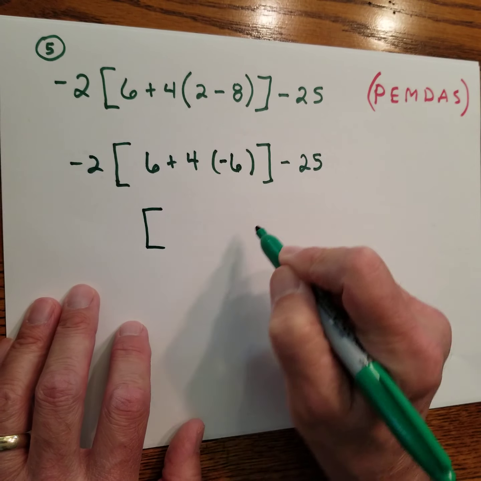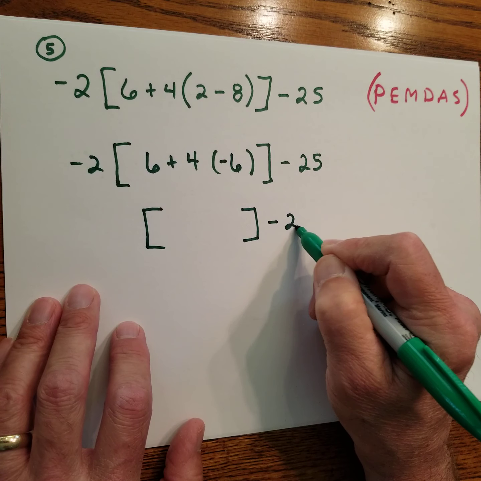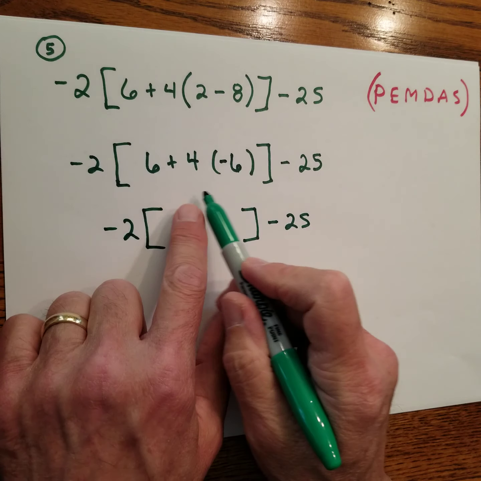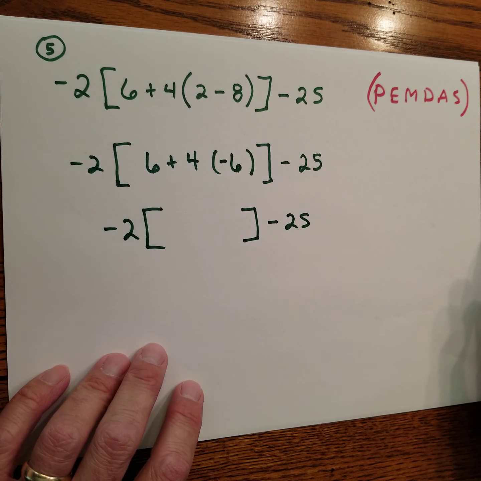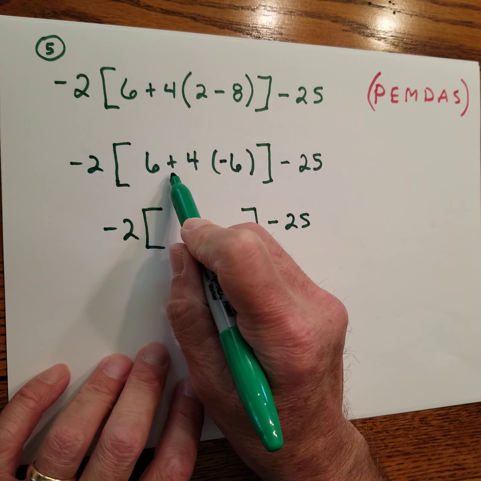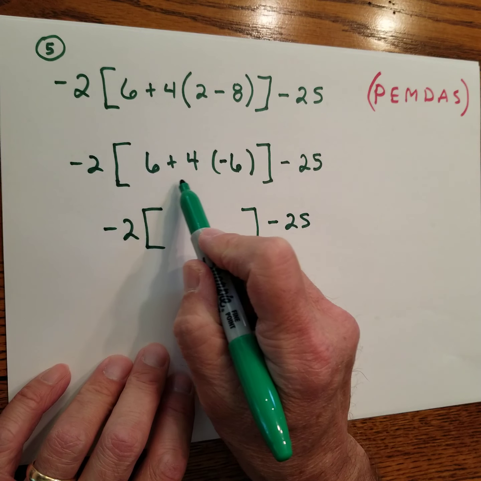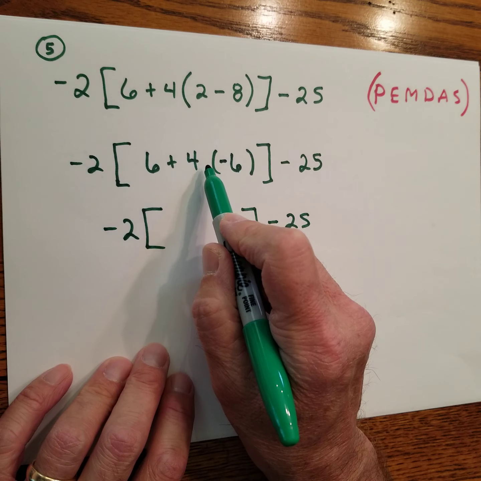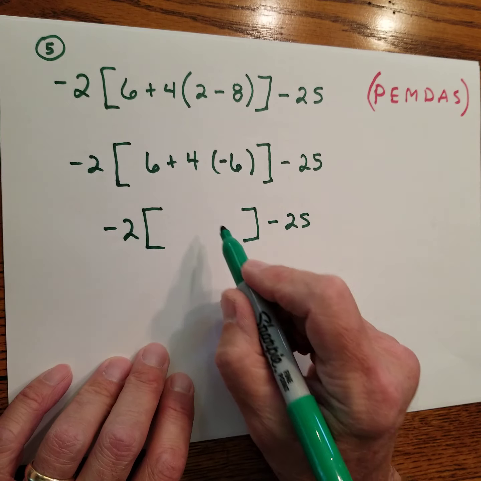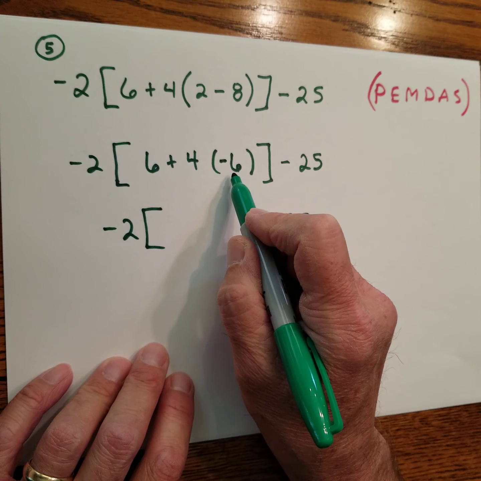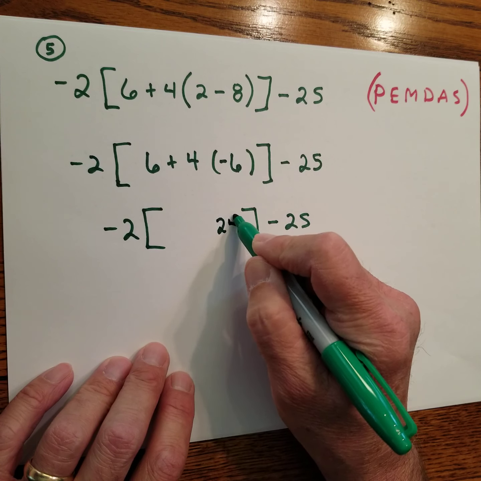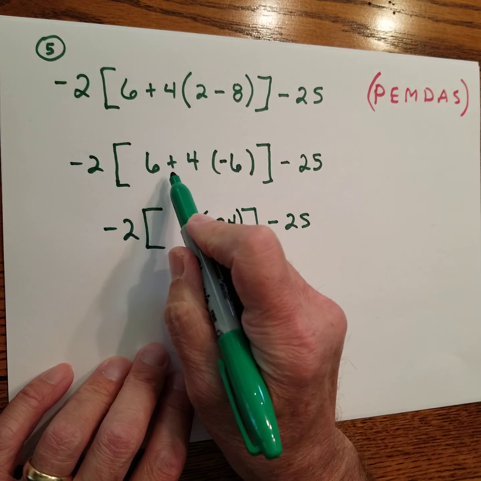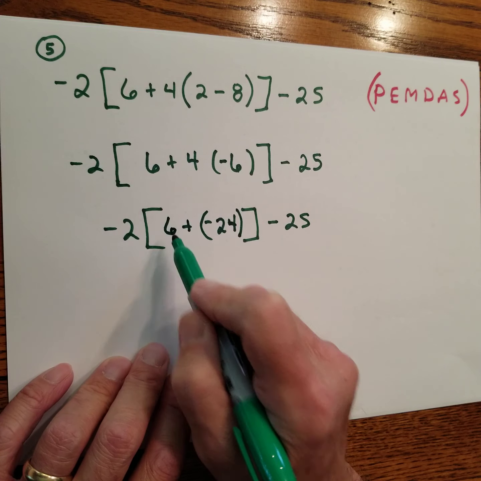Now let's stay in the bracket. Don't touch the minus 25 or the negative 2. Those are outside of the grouping symbol. We've got to finish inside of the grouping symbol. And inside, I've got addition and multiplication. Oh, it sure is tempting to add 6 plus 4 and get 10, but don't do it because multiplication happens before addition. I need to multiply 4 times negative 6. 4 times 6 is 24. A positive times a negative is a negative, and that's being added to that 6.